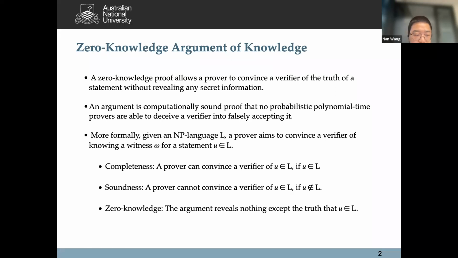Zero-knowledge arguments should satisfy three properties: completeness, soundness, and zero-knowledge. Completeness means a prover can convince a verifier if the statement is true. Soundness means a prover cannot convince a verifier if the statement is false. Zero-knowledge means the argument does not reveal any other information except that the statement is true.